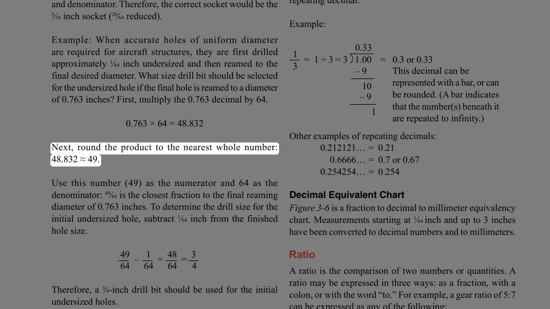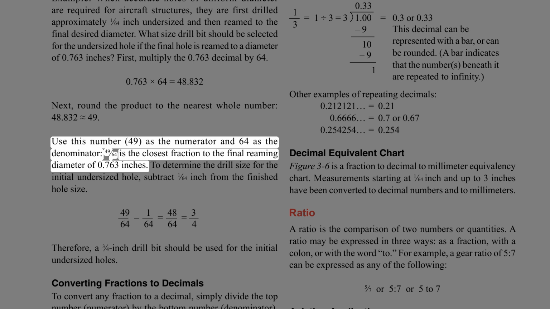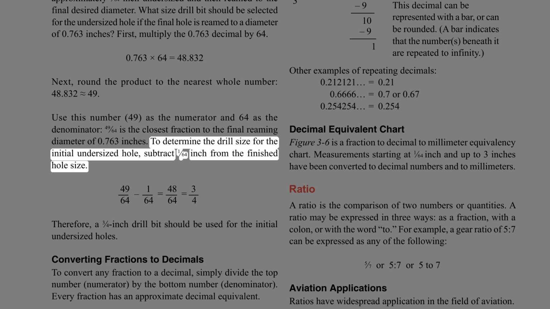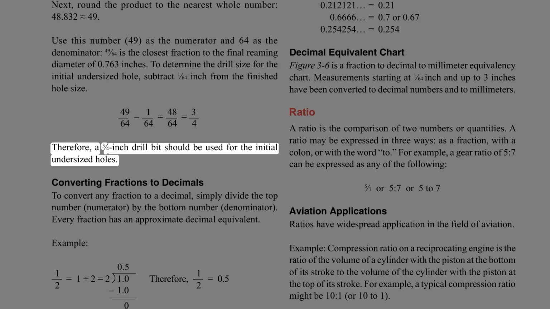Next, round the product to the nearest whole number. 48.832 approximately equals 49. Use this number, 49, as the numerator and 64 as the denominator. 49/64 is the closest fraction to the final reaming diameter of 0.763 inches. To determine the drill size for the initial undersized hole, subtract 1/64 inch from the finished hole size. Therefore, a 3/4 inch drill bit should be used for the initial undersized holes.